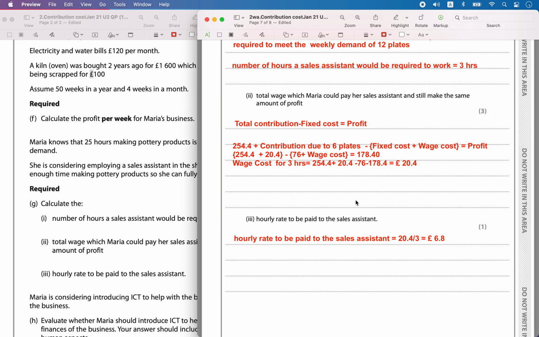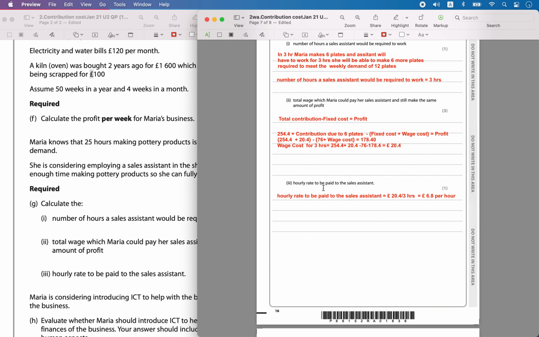So the total wage that needs to be paid is going to be equal to 20.4 pounds, and the hourly rate to be paid is 20.4 pounds divided by 3 hours, because she works for 3 hours. So that is equal to 6.8 pounds per hour the sales assistant has to be paid if she has to make the same amount of profit as previous.